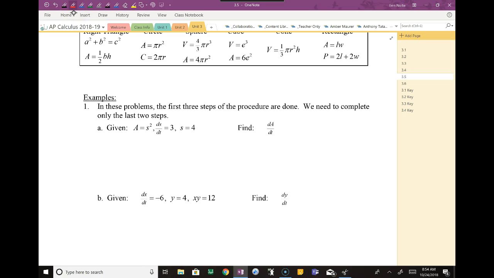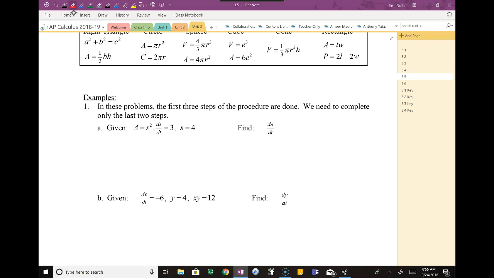So question number 1, we ready? Yes. Okay, we have some given information, and it says we need to complete only the first 2 steps. They're giving us the area equaling s squared. By the way, what formula is the given piece? The area of a square. Okay, so we're talking about the area of a square.